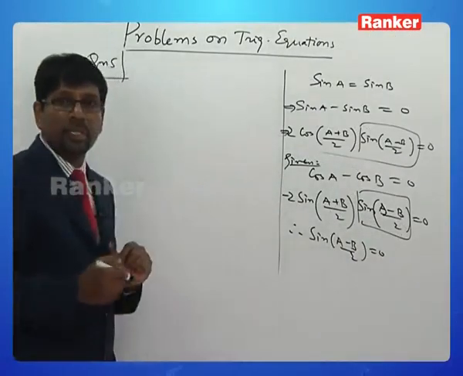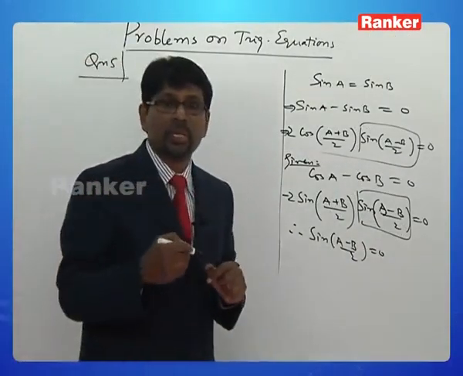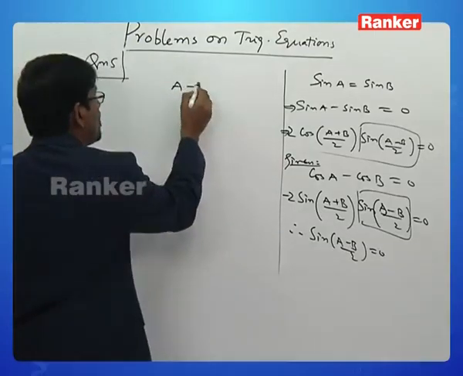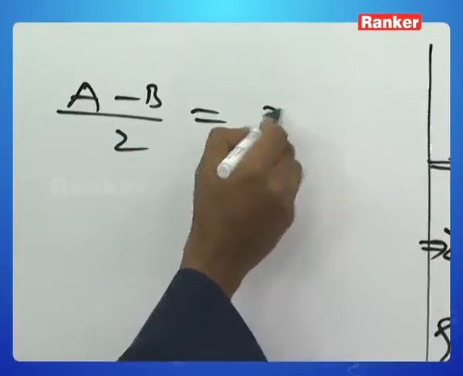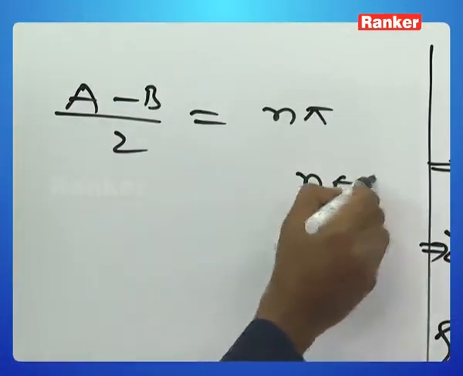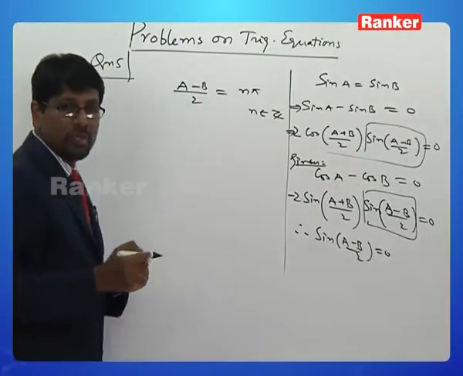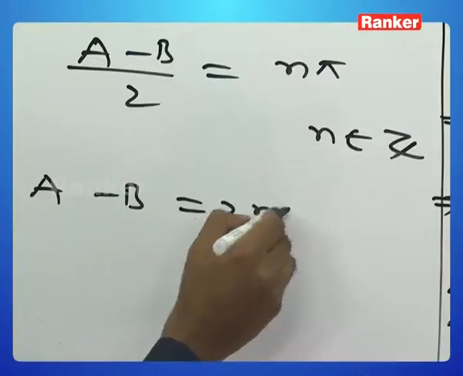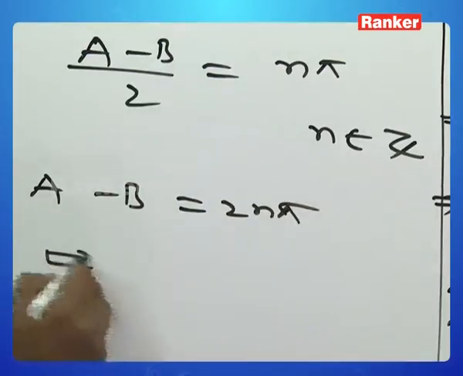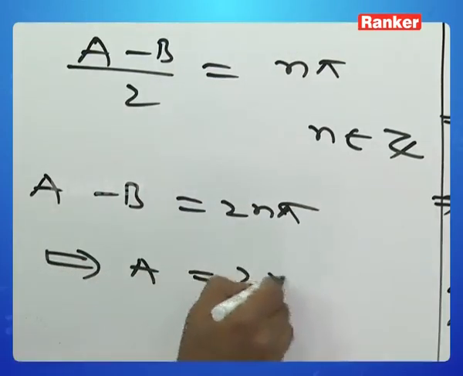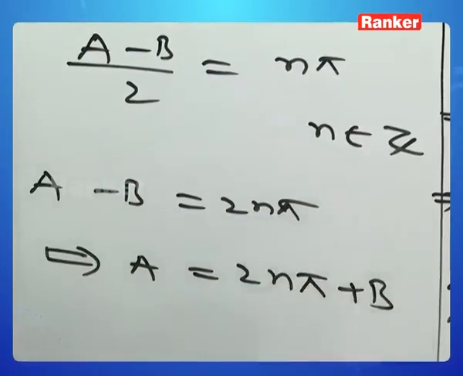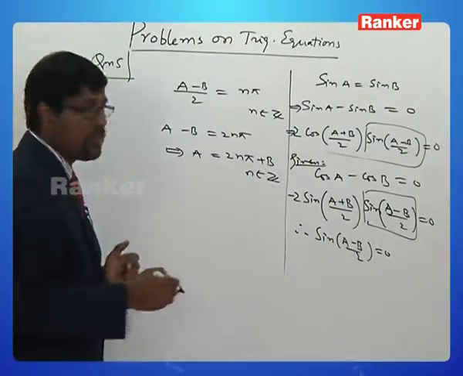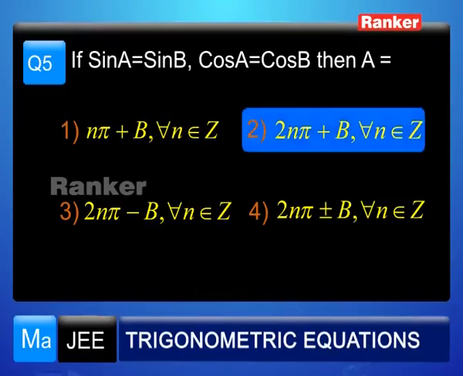But when is sin theta 0? When theta is a multiple of pi. So (A minus B)/2 must be a multiple of pi, n pi, n any integer. Which gives A minus B to be 2n pi. So this implies A must be equal to 2n pi plus B, n any integer. So what is the right option? Option 2 is the right answer.